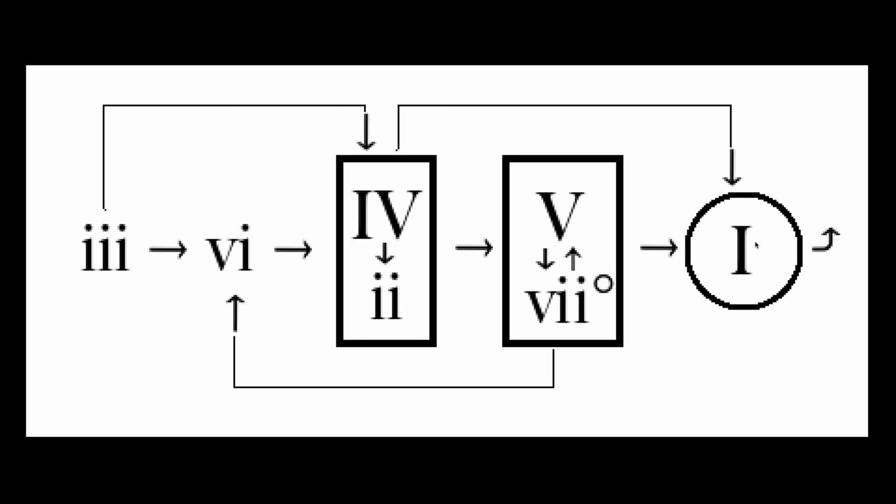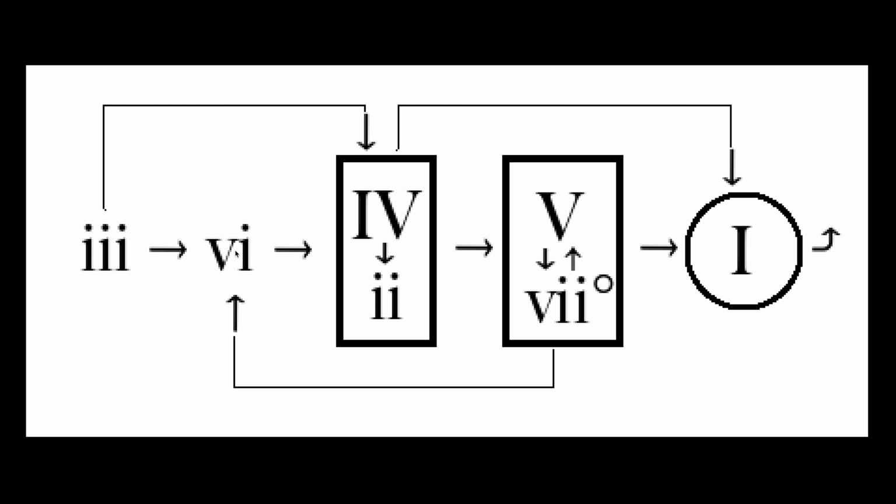Now remember, we are in the key of C major, so this would be C major, F major, G major, A minor, D minor, G major, then back to C major. Let's take a listen. So you can hear the more chords that we add, the more color you give to your chord progressions.